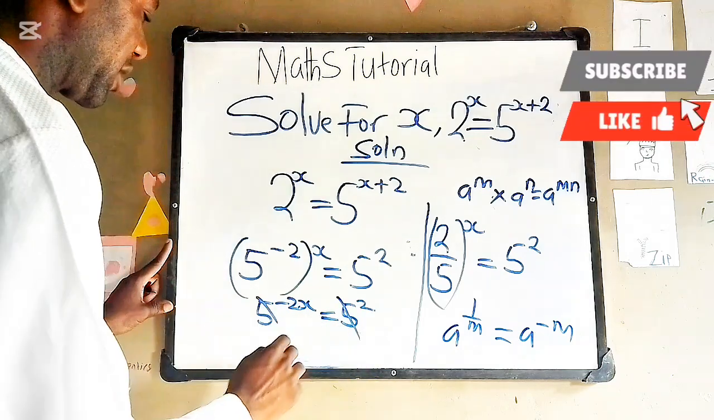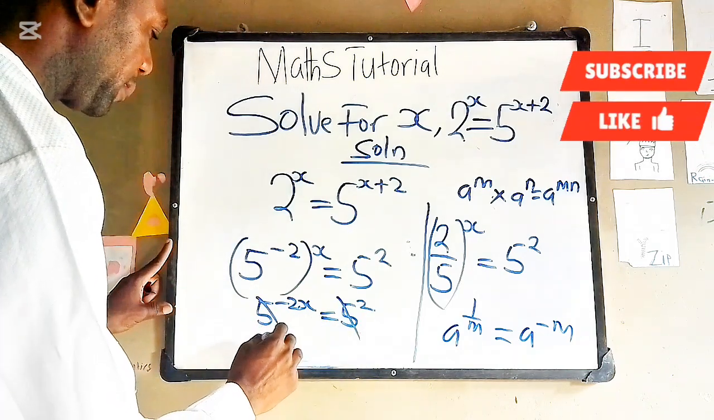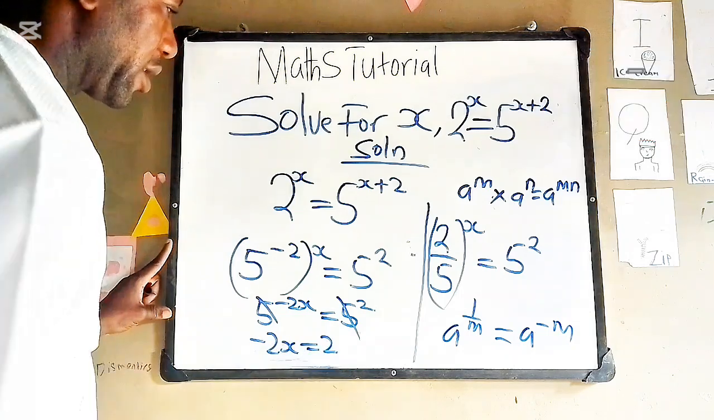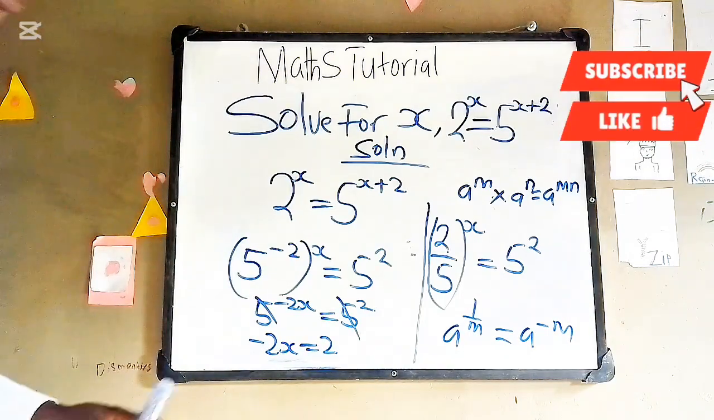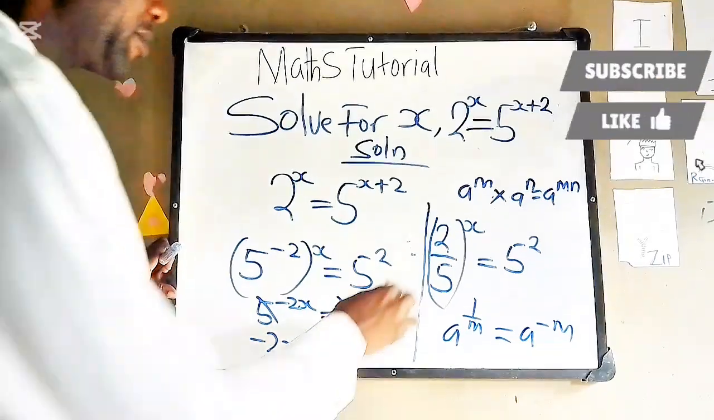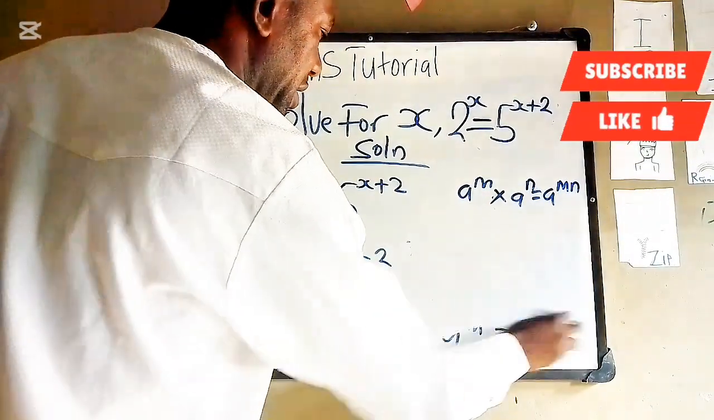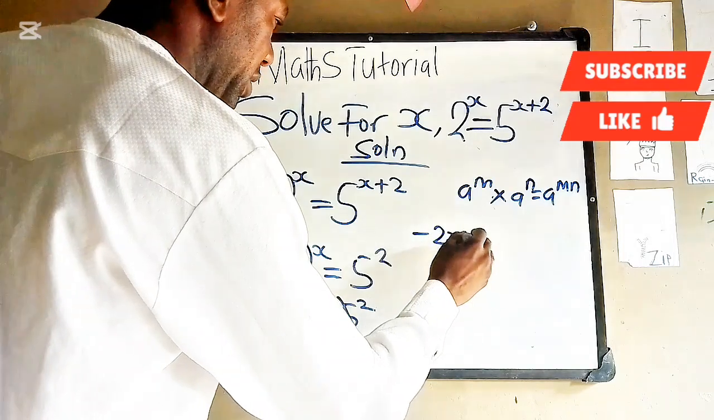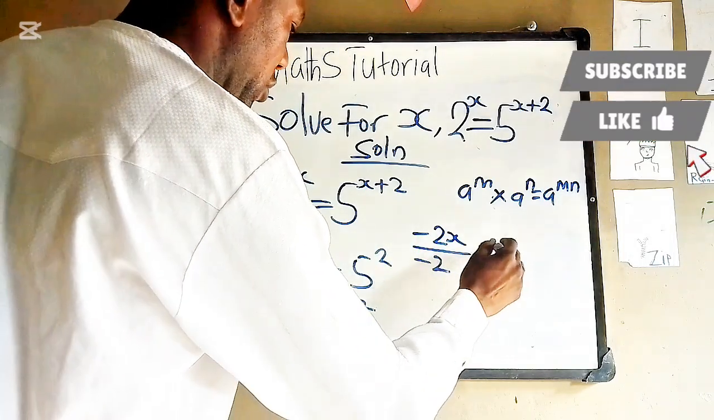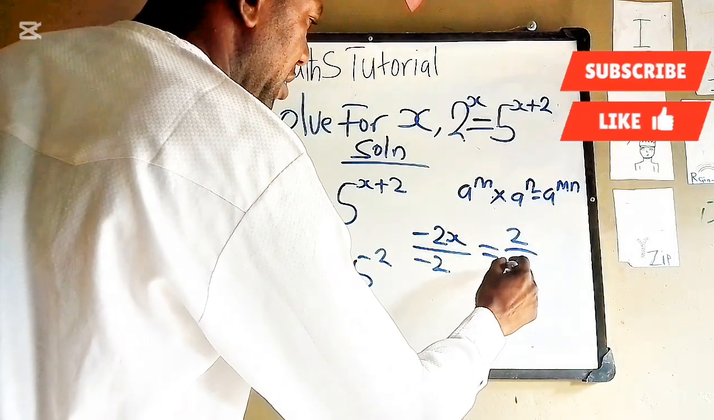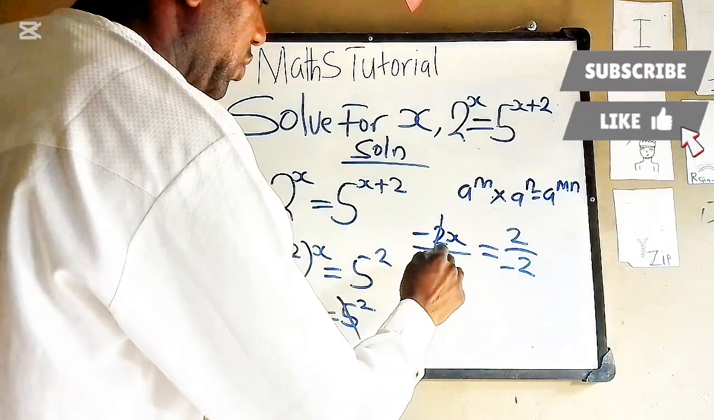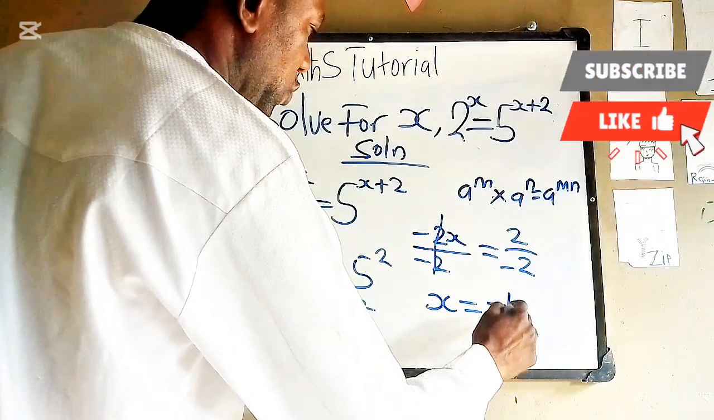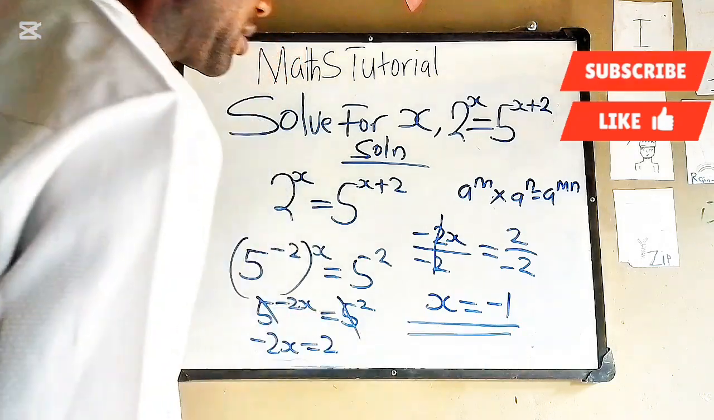You cancel the base, you work with the power. Minus 2x is equal to 2. So at this point, we divide both sides by minus 2. Minus 2x divided by minus 2 equals 2 divided by minus 2. When you cancel this, we are left with x. x is equal to minus 1 as the final answer.